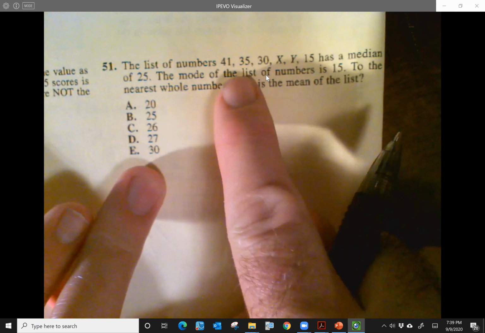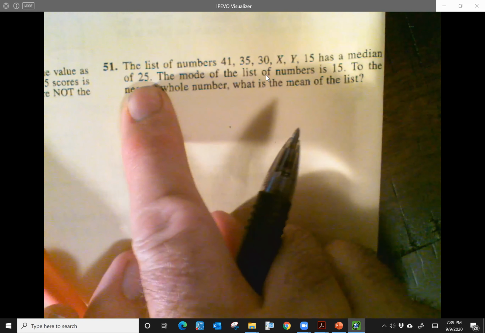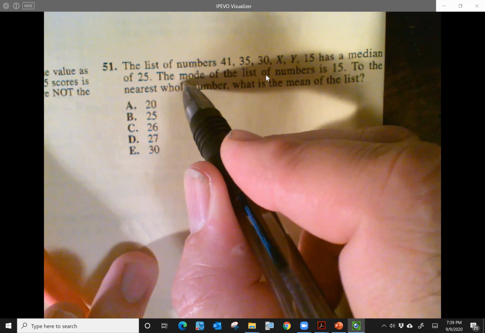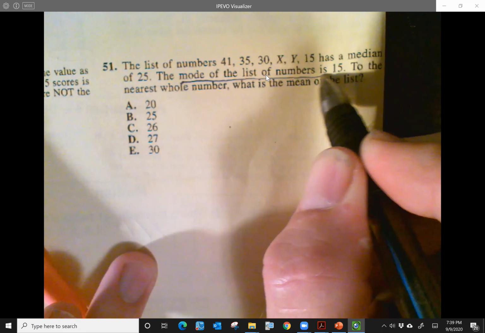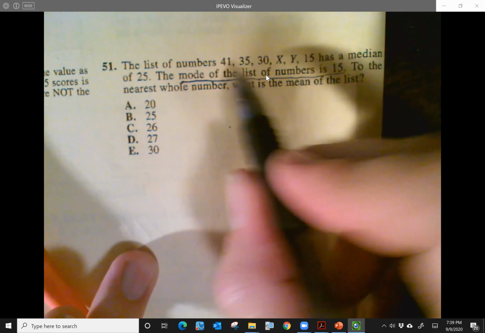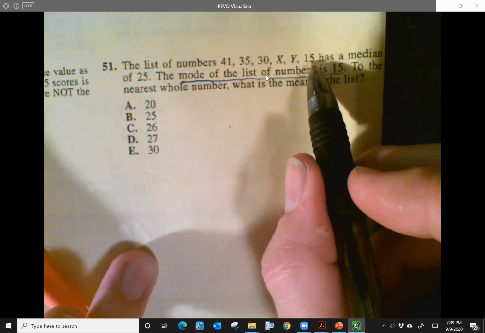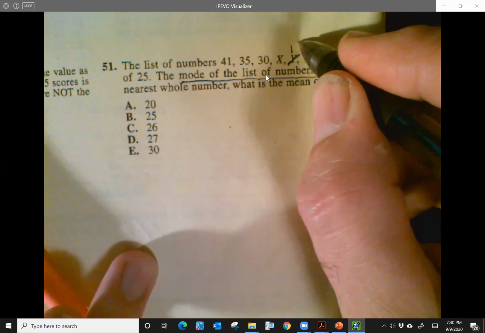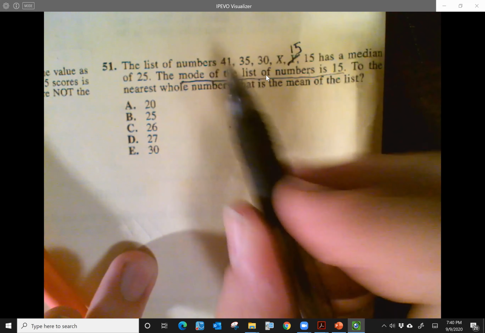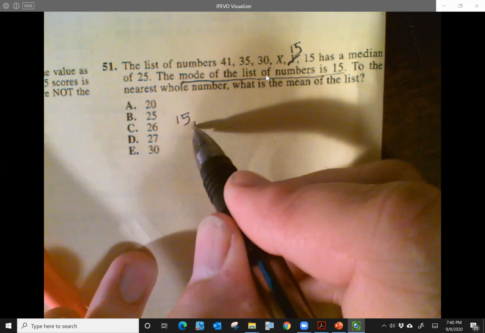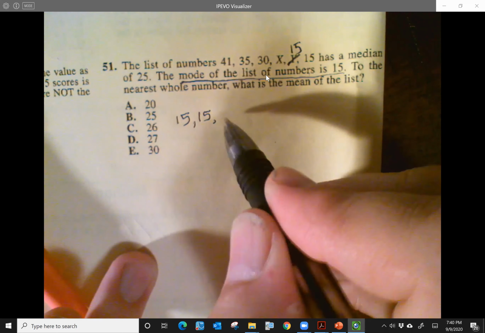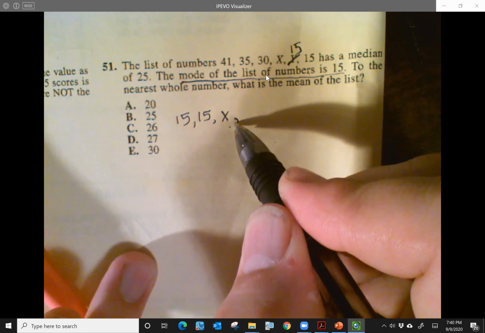It says you've got a list of numbers, and it has a median of 25. We're finally seeing something that says mode. The mode is 15. So mode happens the most, right? So if I look at my list of numbers, I only see 15 occurring once. Well, that must mean either the X or the Y is a 15. I'm going to make the Y be 15, so it really doesn't matter. Now, I'm going to put these numbers in order. We've got a 15, a 15. Now, I'm going to put the X here, and you're going to see why in a second.